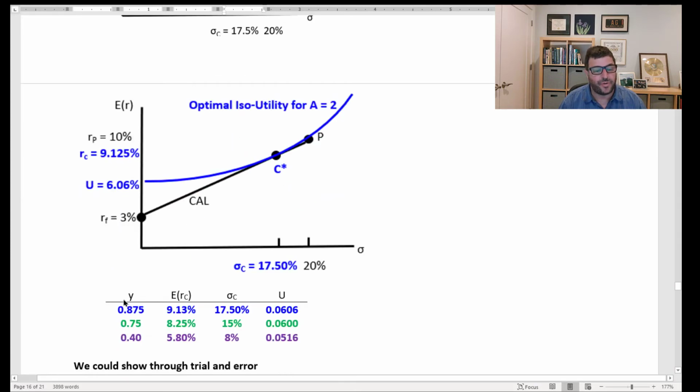And then just back to my recap table, I know that when I was at 40% in the risky, I achieved a utility of 0.0516. When I was at 75%, I achieved a utility of 0.06. But now that I'm at 87.5%, I achieved a utility of 6.06%. And so this is the highest possible utility achievable along this curve. If I were to go further to the right and put more money in the risky, I would end up with a utility curve that was below this curve.